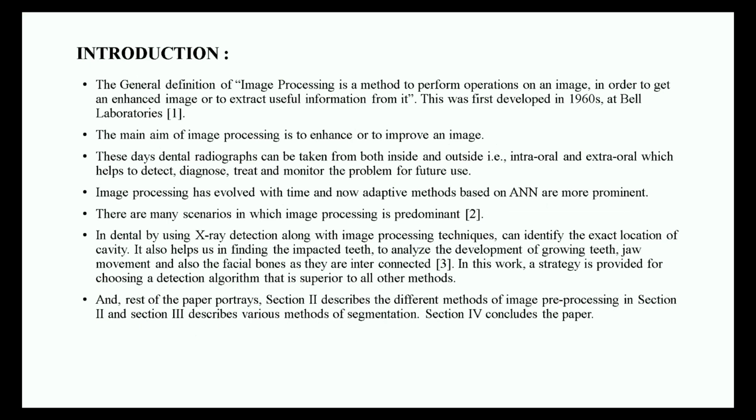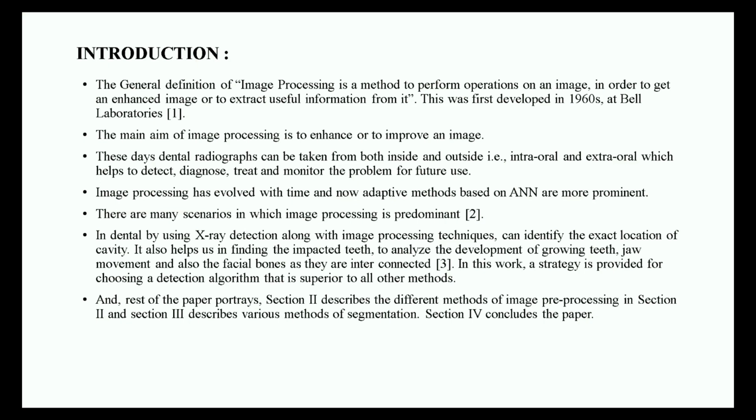Introduction. The general definition of image processing is the method to perform operations on an image in order to get an enhanced image or to extract useful information from it. This was first developed in the 1960s at Bell Laboratories. The main aim of image processing is to enhance or improve an image. These days, dental radiographs can be taken from outside or inside, that is intraoral or extraoral, which helps to detect, diagnose, treat, and monitor the problem for future use.